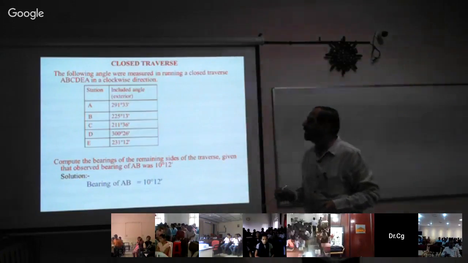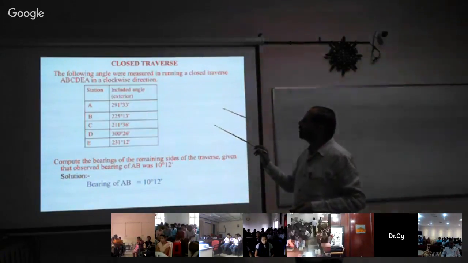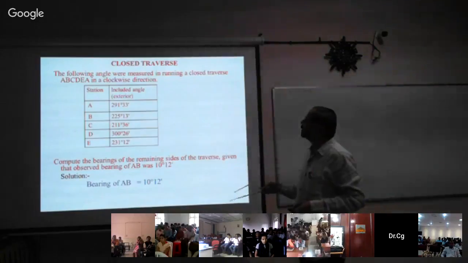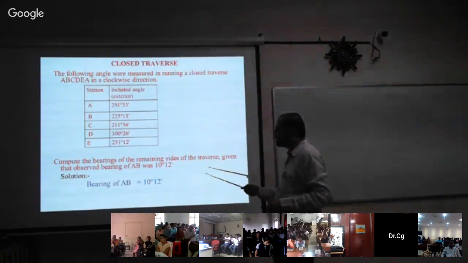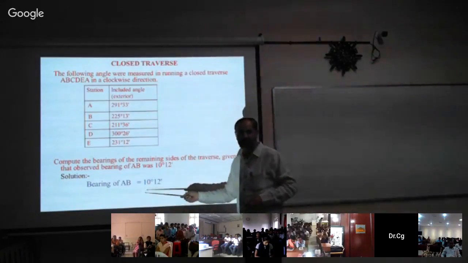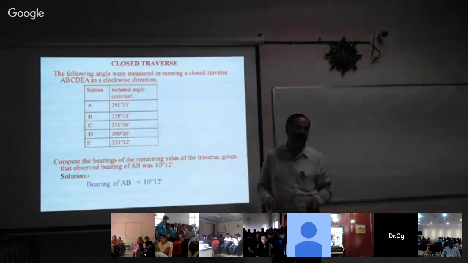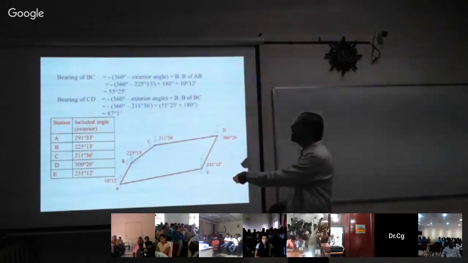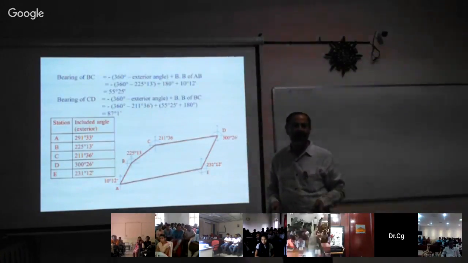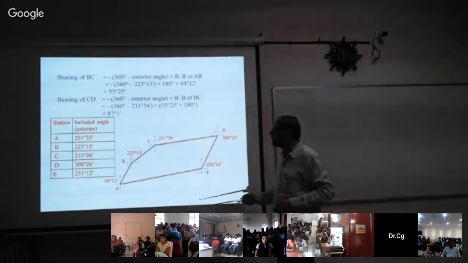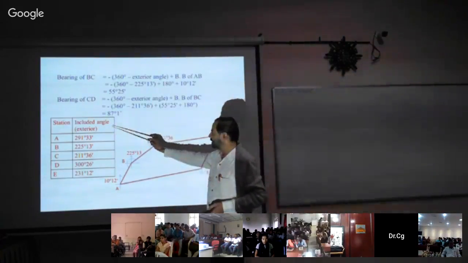The following angles were measured in a closed traverse A, B, C, D, E, A, in clockwise direction. A reference bearing is given for one line, AB. Now we have to calculate the rest, isn't it? So it is a very simple problem. It may probably be asked sometimes in the examination. Very simple problem. Now see the given data.